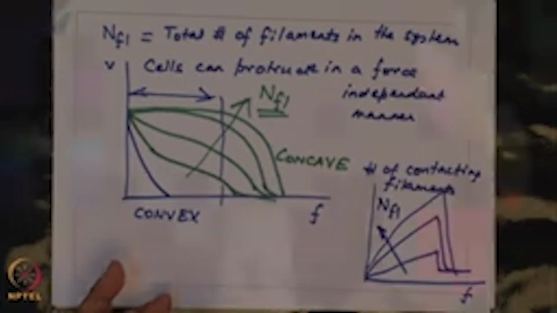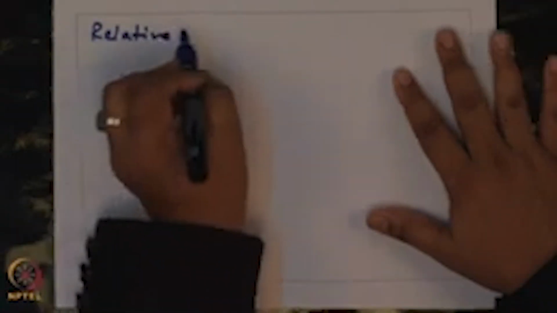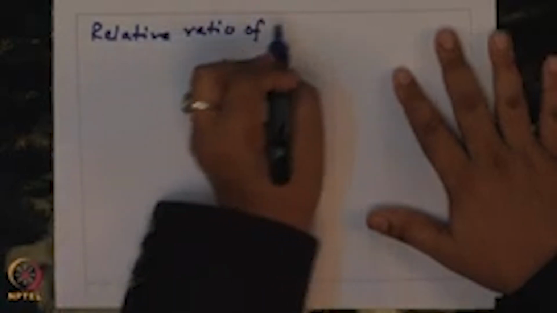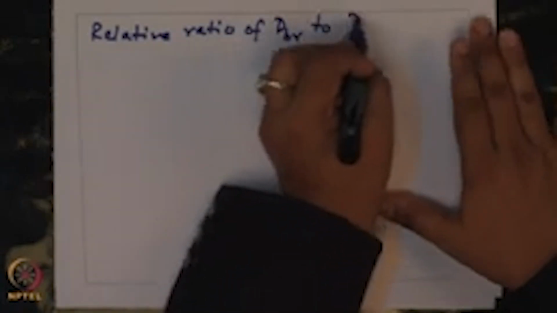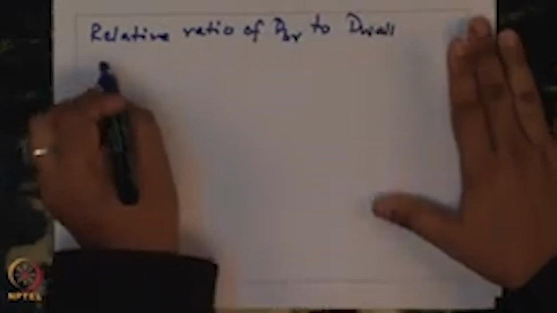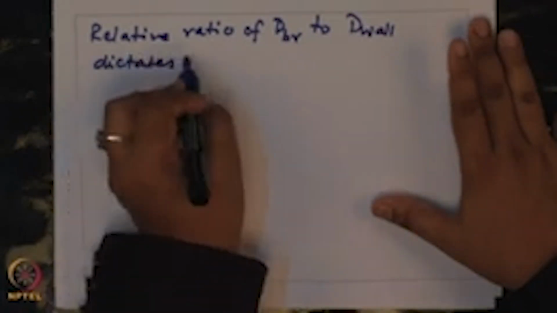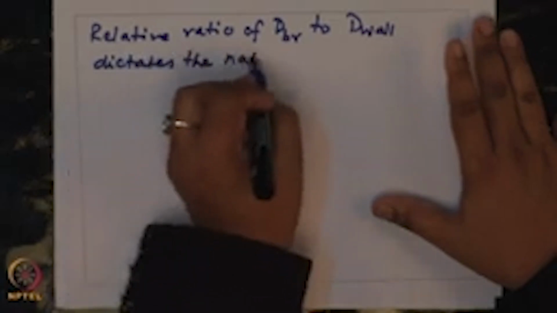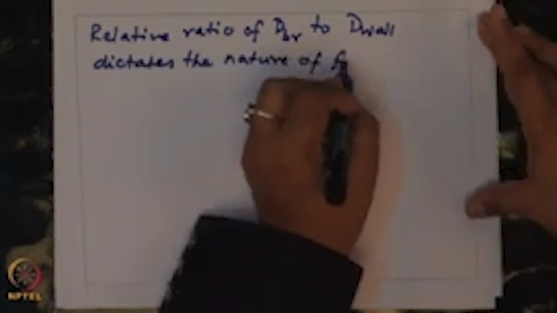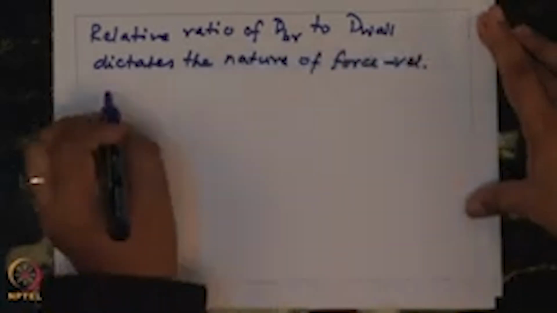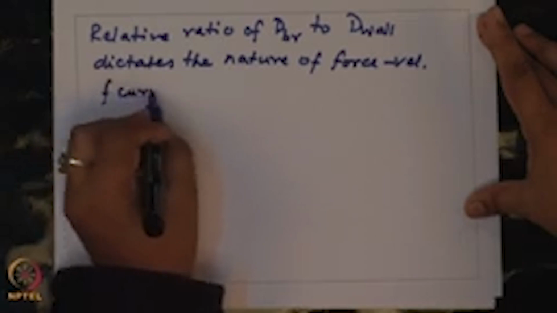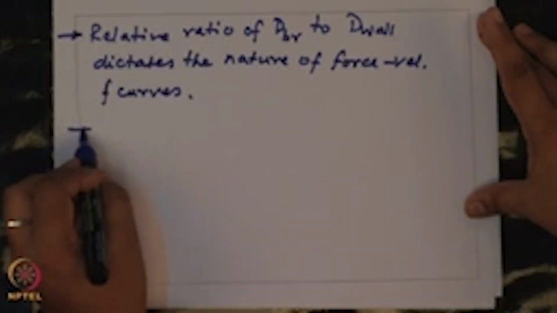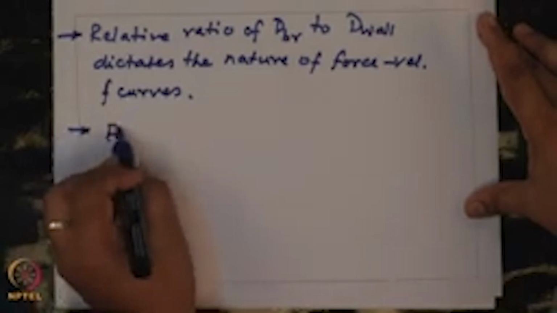Okay. So, with that I end here. Just to conclude, there are two important messages. The relative ratio of dBr to dwall dictates the nature of force velocity curves. This is one, and the second one is filament orientation also matters.